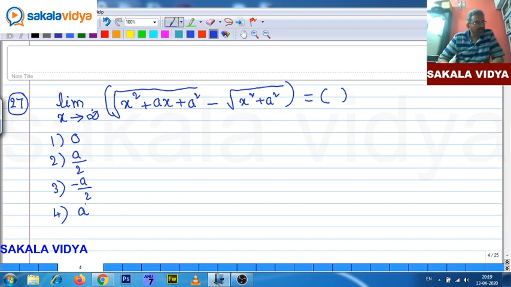By differentiating numerator and denominator, we can get the answer. Yes, you can apply L'Hospital's rule. You can apply L'Hospital's rule, no problem, Venkateshwarlu. You can do it.